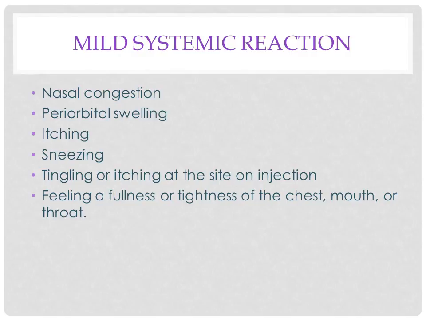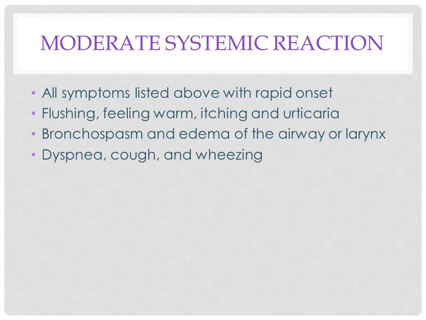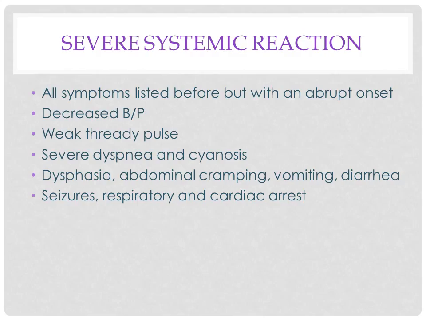Mild systemic reaction: nasal congestion, periorbital swelling, itching, sneezing, tingling or itching at the site of the injection, feeling of fullness or tightness of the chest, mouth, or throat. Moderate systemic reaction: all symptoms listed above with rapid onset: flushing, feeling warm, itchy, and urticaria; bronchospasm and edema of the airway or larynx; dyspnea, cough, and wheezing.